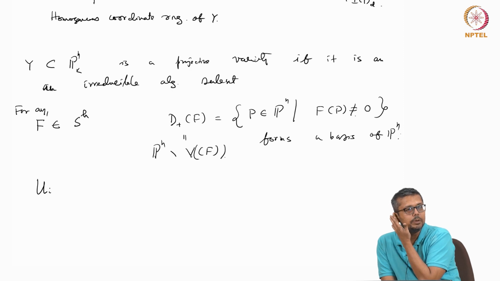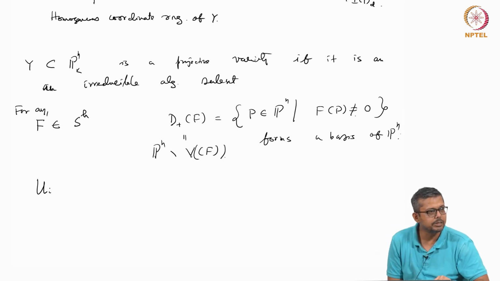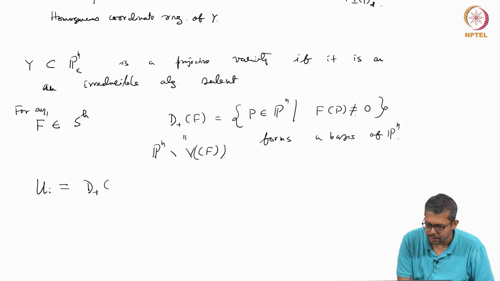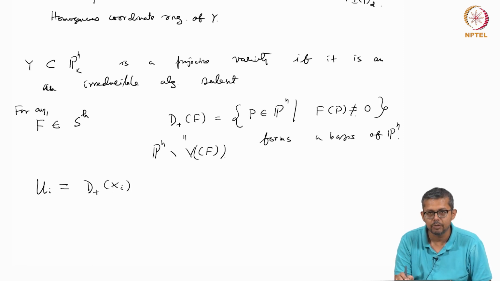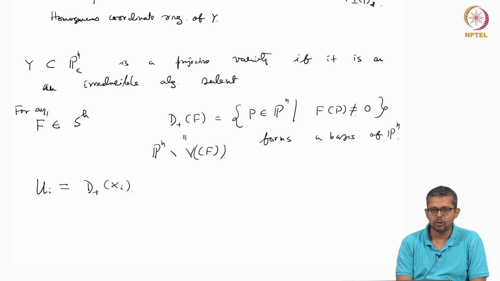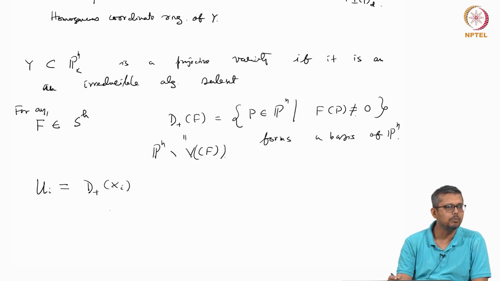That means any open set you can write as a union of D plus sets, but there are some standard ones. If you take f to be xi, then Ui you define to be D plus of xi. So you take the coordinate function xi. In Pn you have x0, x1, ..., xn. You consider D plus of xi. Xi is a homogeneous polynomial, a linear polynomial of degree 1. So this is the set of all points where the i-th coordinate is non-zero.